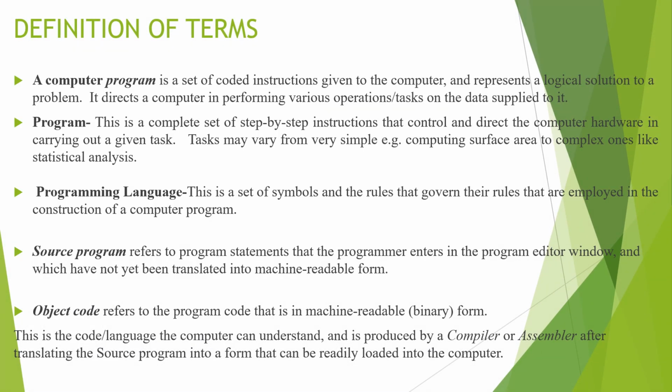So the first term we are going to look at is what is a computer program. This is a set of coded instructions given to a computer and represents a logical solution to a problem. It directs a computer in performing various operations, tasks on the data supplied to it. A computer program is a set of instructions that will give your computer to perform a specific task.